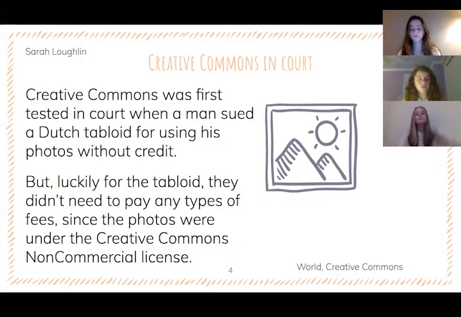So the first time that Creative Commons went to court was in 2006. A man had sued a Dutch tabloid for using his photos without credit or telling him first. Luckily for the Dutch tabloid, they didn't need to pay any types of fees since the photos were under the Creative Commons non-commercial license, which is a type of license that will be explained later.